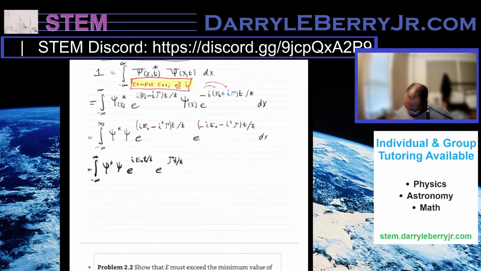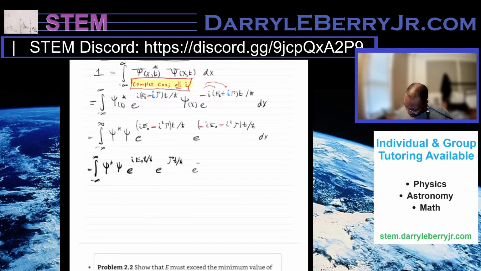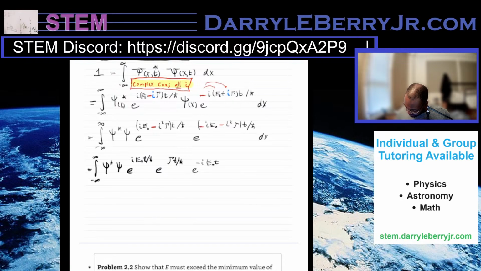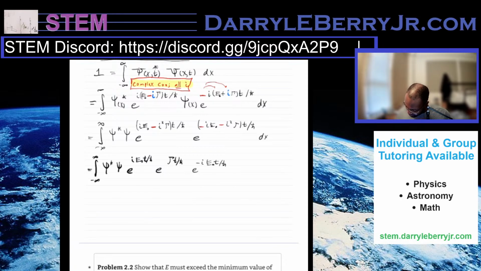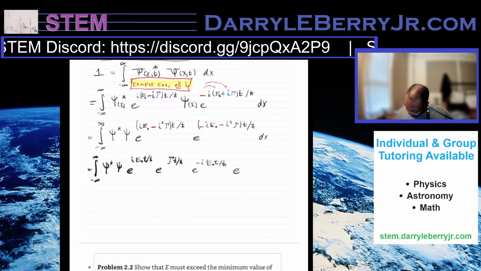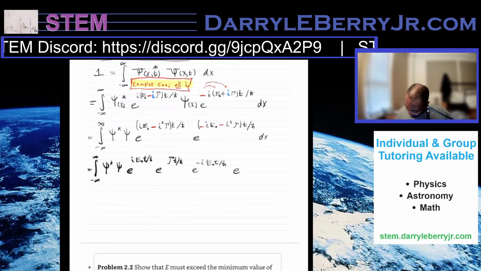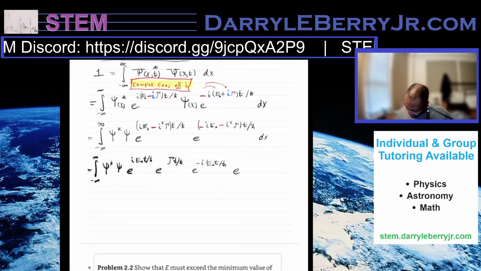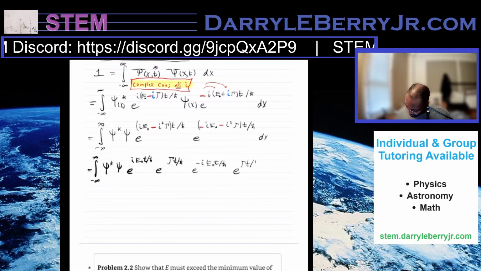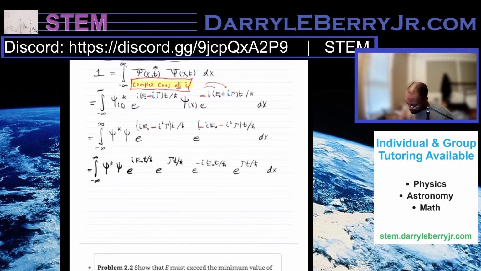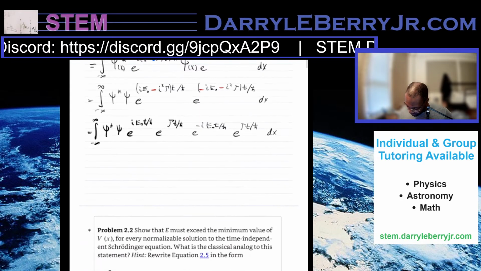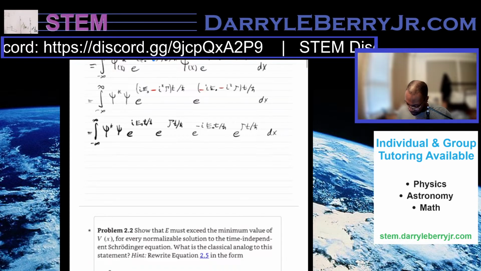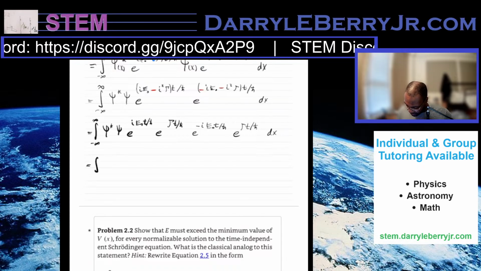So then we have on this side e to the negative i e naught t over h bar, and then e, and this will be negative i here, plus a negative is already there, so that becomes a positive lambda t over h bar dx, all right? So now we can simplify like I was trying to do before.